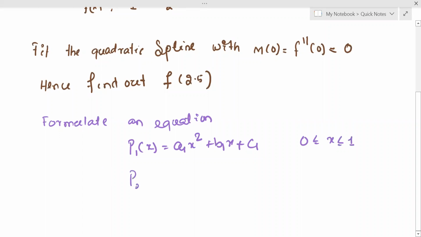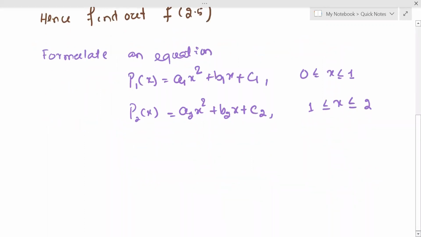Then you define P2x equal to A2x square plus B2x plus C2, defined for 1 less than or equal to x less than or equal to 2. P3x equal to A3x square plus B3x plus C3, and that will lie in 2 less than or equal to x less than or equal to 3.